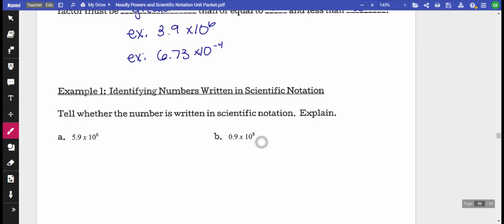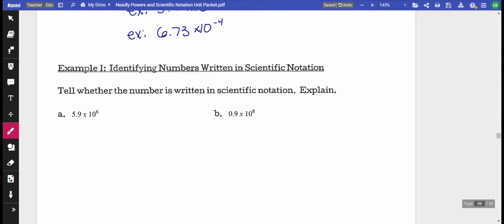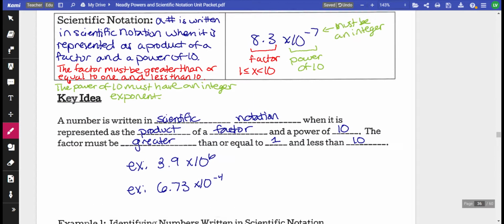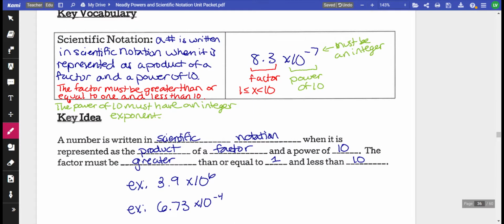So let's take some examples by identifying numbers written in scientific notation. Tell whether the number is written in scientific notation and explain. Letter A says 5 and 9/10 times 10 to the 6th power. Well, if I go back up to my definition, it has two requirements. The first is in red. The factor must be greater than or equal to 1 and less than 10. The power of 10 must have an integer exponent.